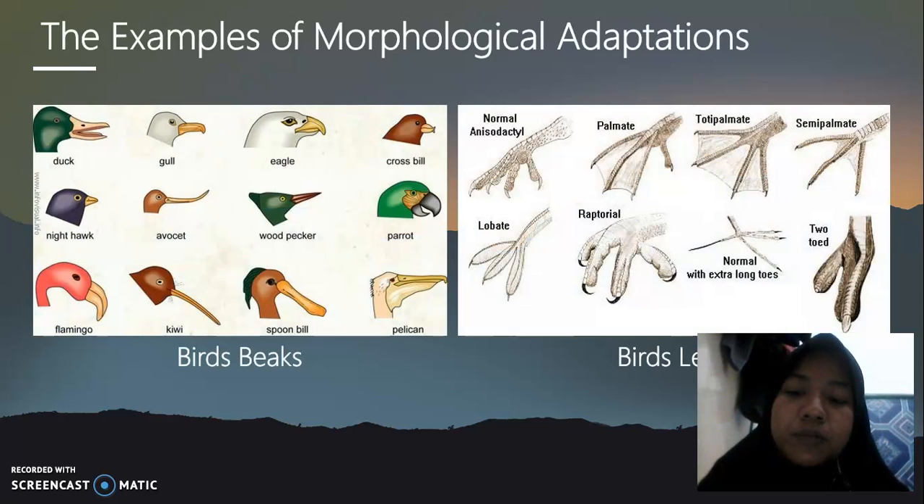This is an example of morphological adaptation. There are bird beaks and bird legs. This can be seen clearly in our life. According to their food and where they look for their food, this is the difference in morphological adaptation.